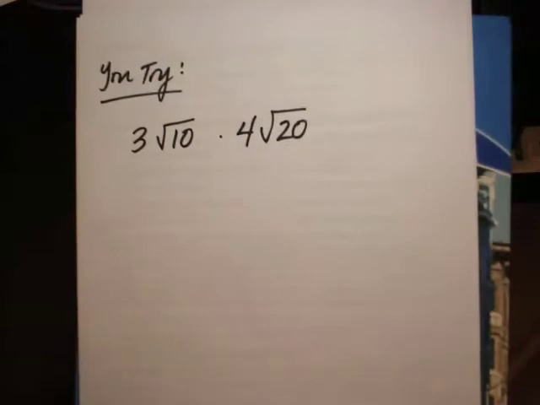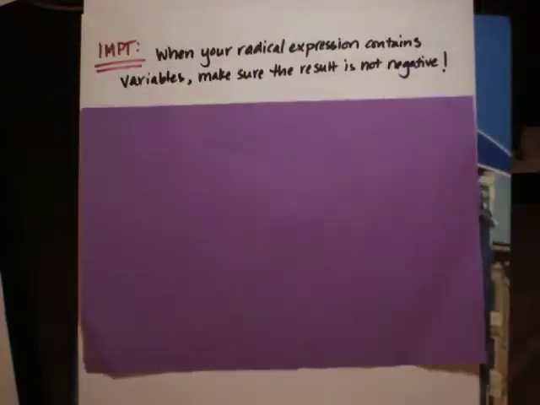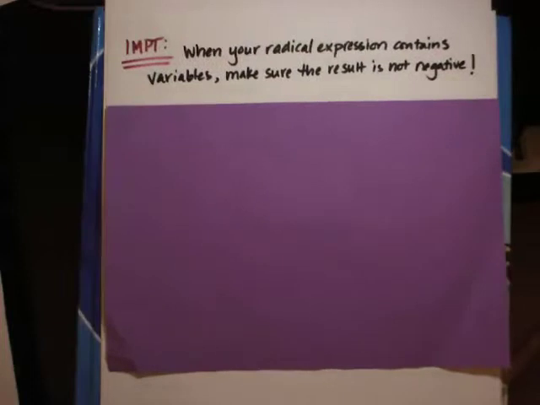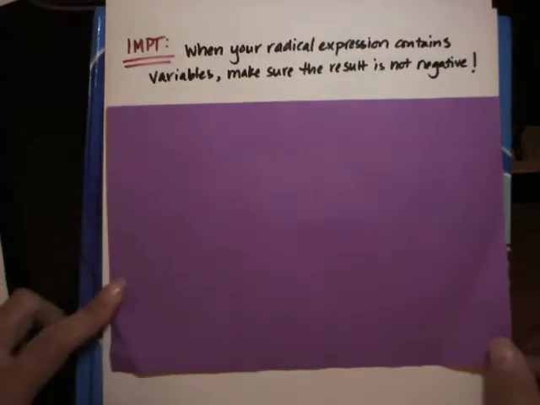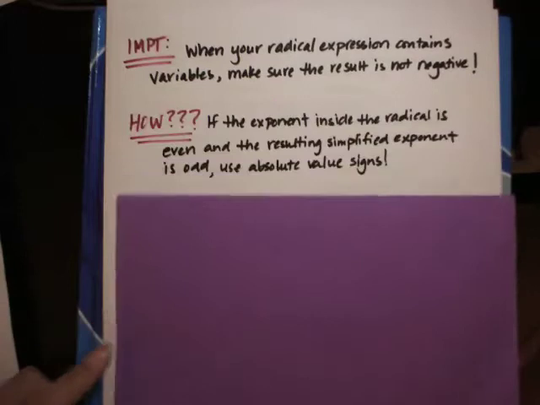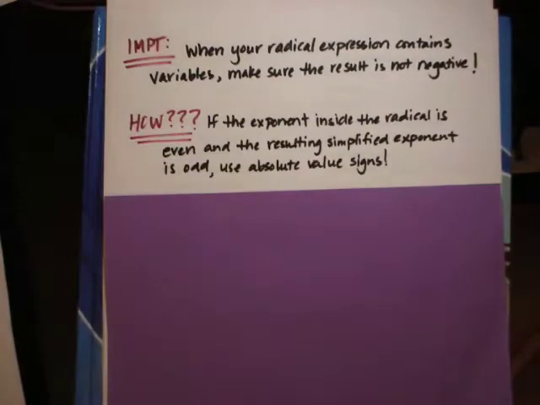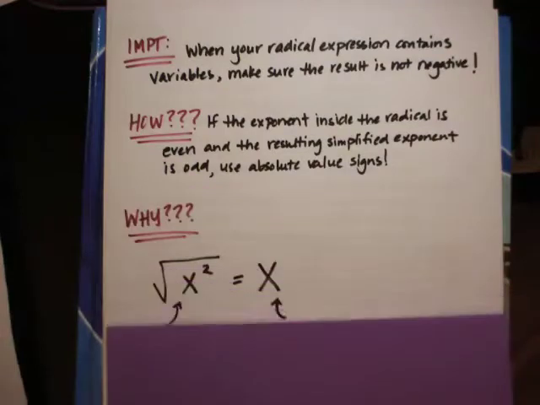The next topic that we want to discuss, it's really important, is when your radical expression contains variables, because there's a very, very special thing that you need to take care of when you have variables. You want to make sure that the result is not negative. And how are you going to do this? If the exponent inside the radical is even and the resulting simplified exponent is odd, you must use the absolute value sign. Why is this the case and what does it mean?